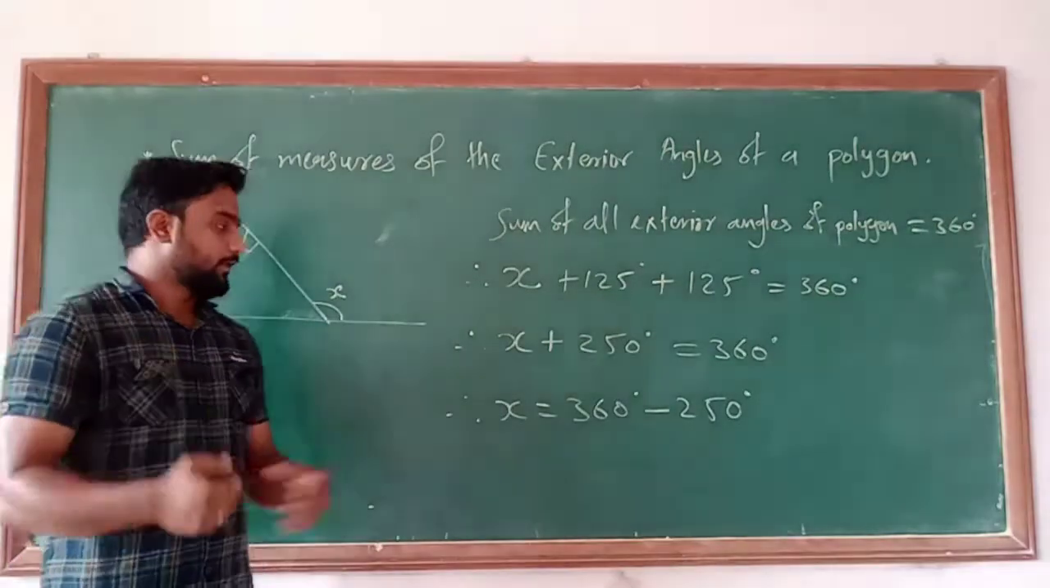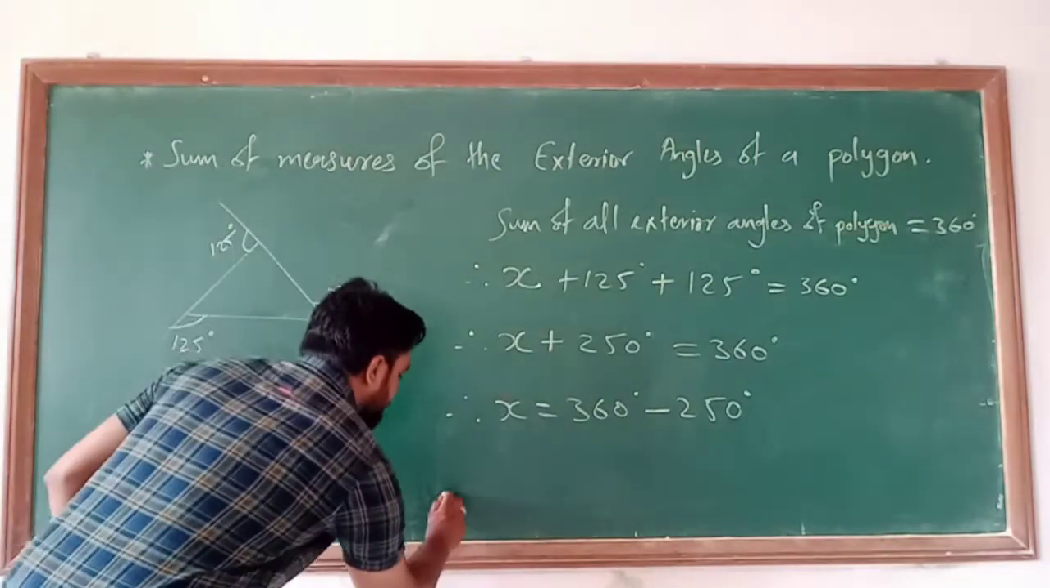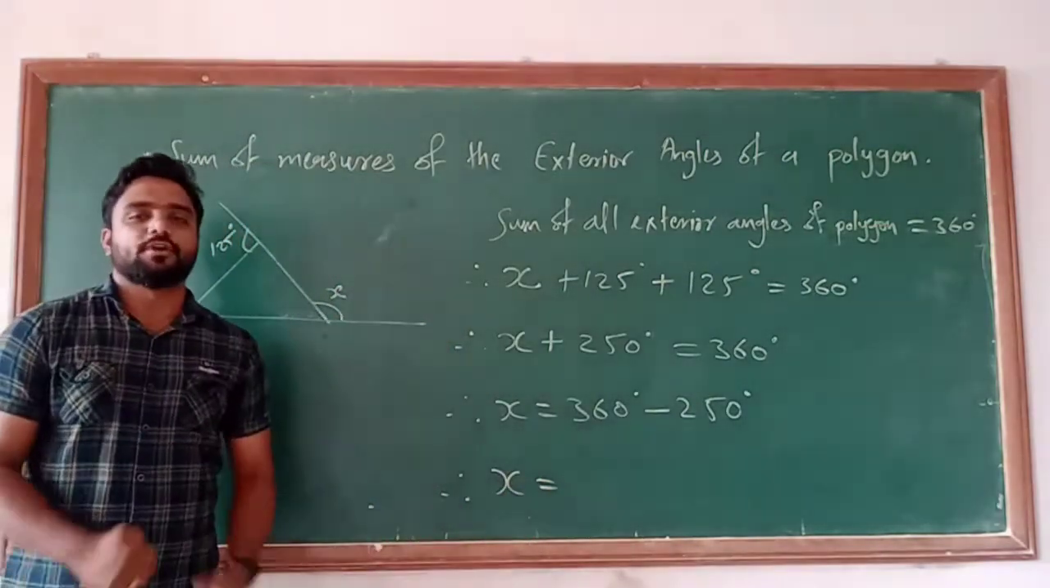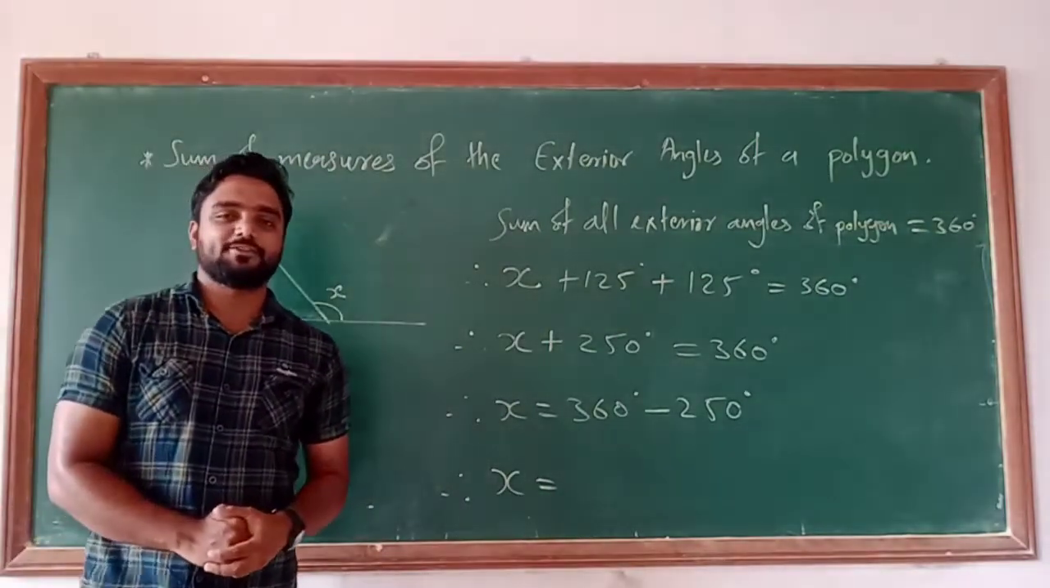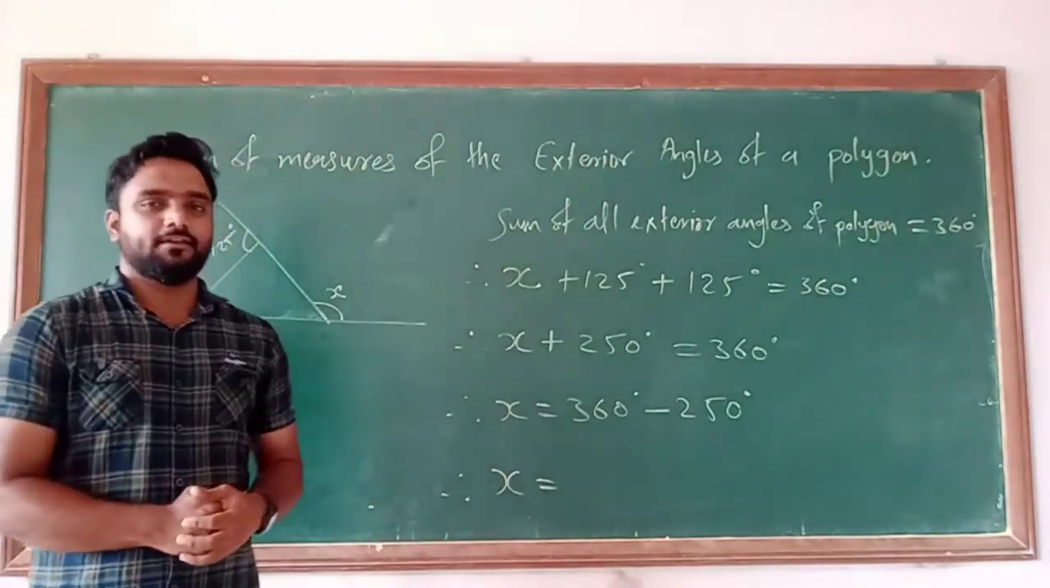That's it. Okay, so here the same thing, subtraction is there, so do the subtraction. So therefore x is equal to, now 360 minus 250. So 360 minus 250, that is equal to how much? Yes please, 100 degree. No.